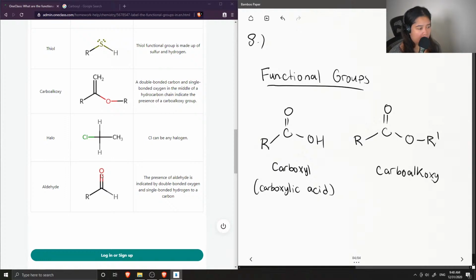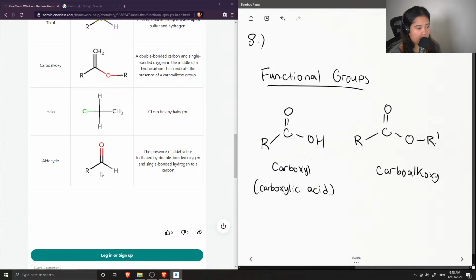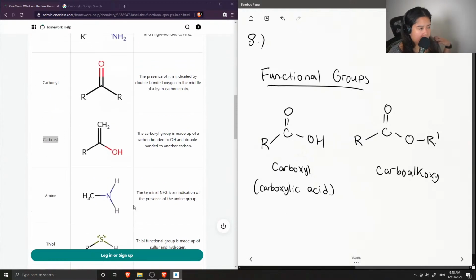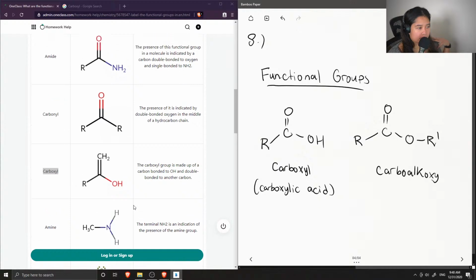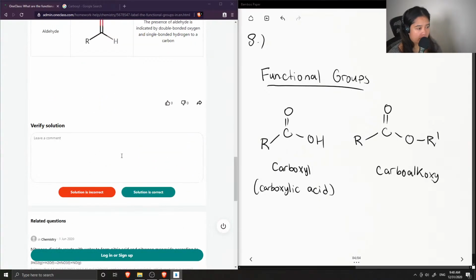Chlorine can be any halogen. And then finally, an aldehyde is double bonded oxygen and a single bonded hydrogen to a carbon. Okay, so this solution is in depth and informative.